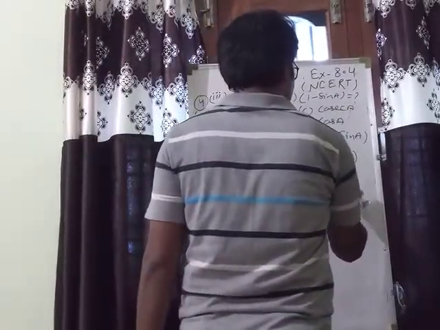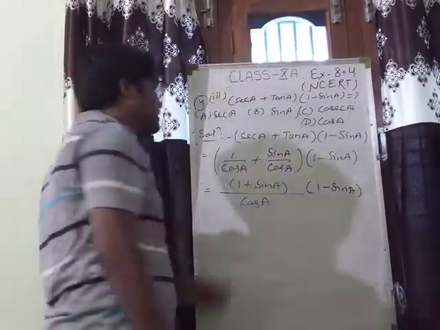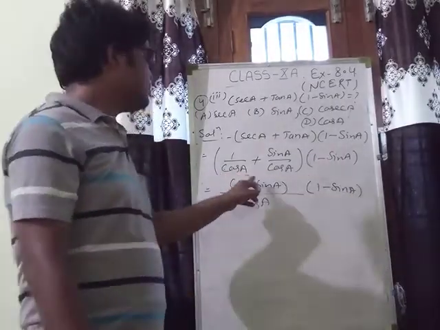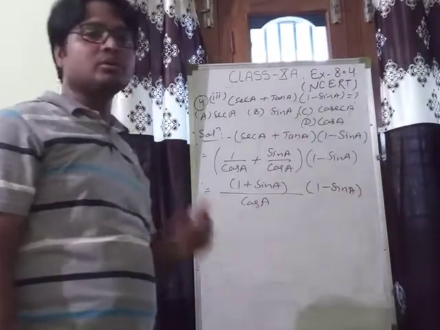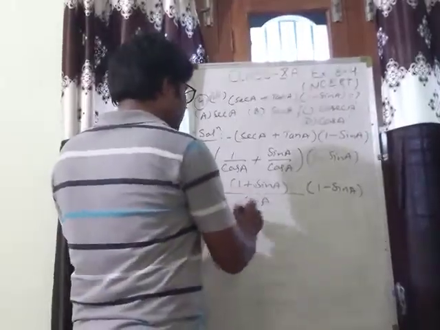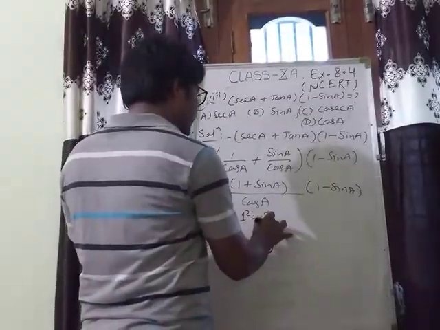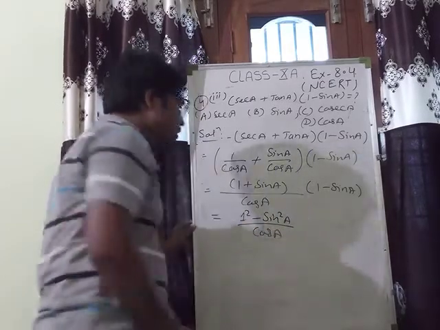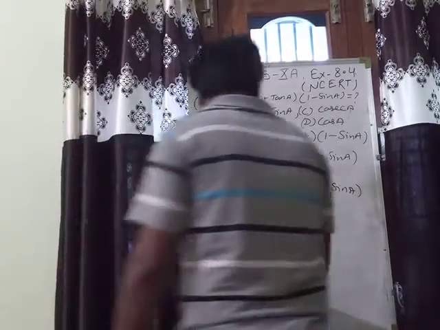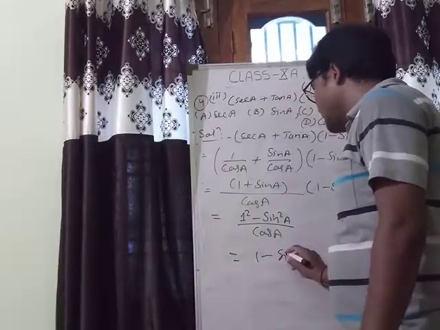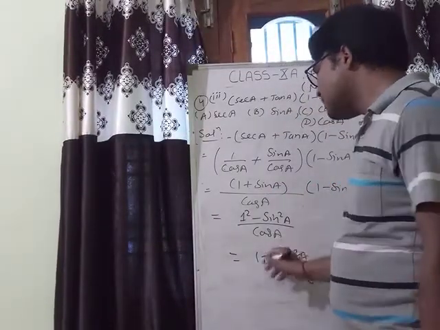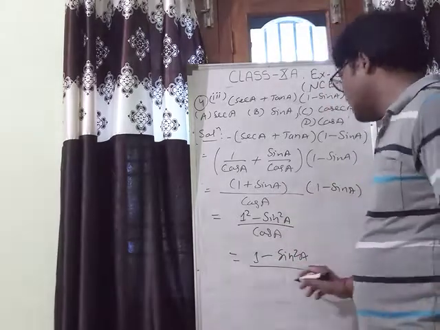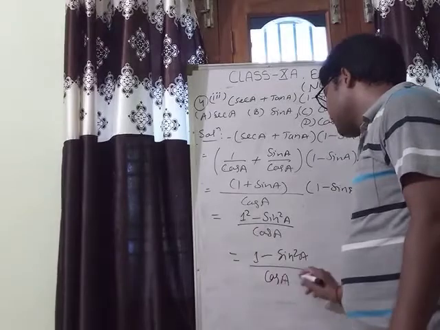It will be 1 plus sin a into 1 minus sin a. Now in the numerator you can see this is of the form a plus b into a minus b, that is equal to a square minus b square. So it will be 1 square minus sin square a upon cos a. Okay? And that will be equal to what? 1 minus sin square a upon cos a.